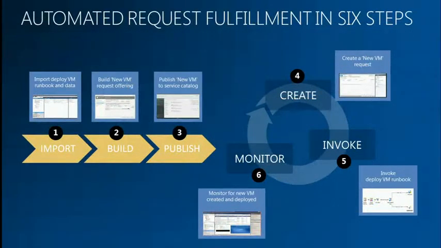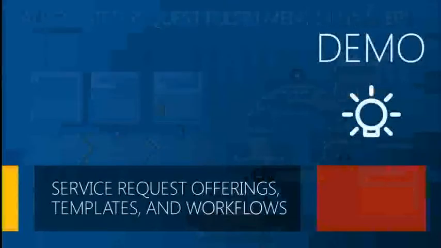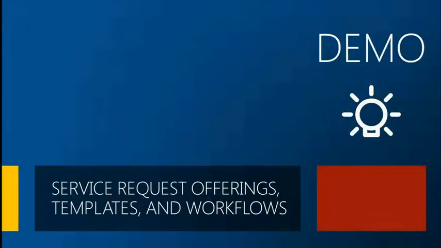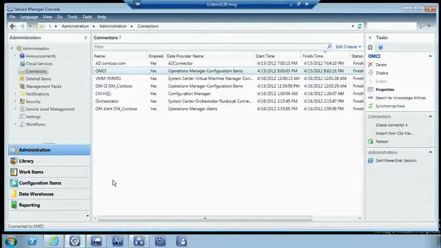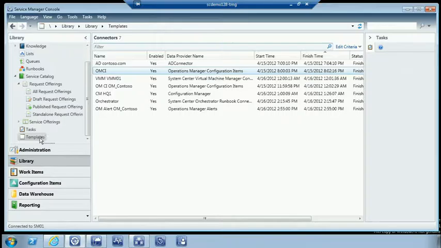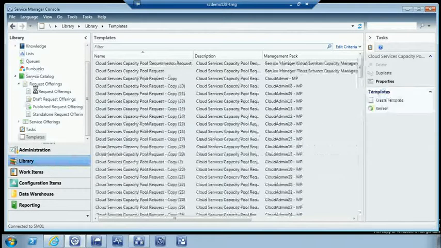So, walking through our 6-step process, we've just touched on the import, the build, and the publish aspects of delivering our request offerings to our end users. And now I'm going to actually flick back over to our demo environment, and we're going to show you some examples of what templates look like, our request offerings, and some of the automation that's used there. So the first area I want to show you is what a template is. So this is the Service Manager 2012 console, and I'm in my library in templates.